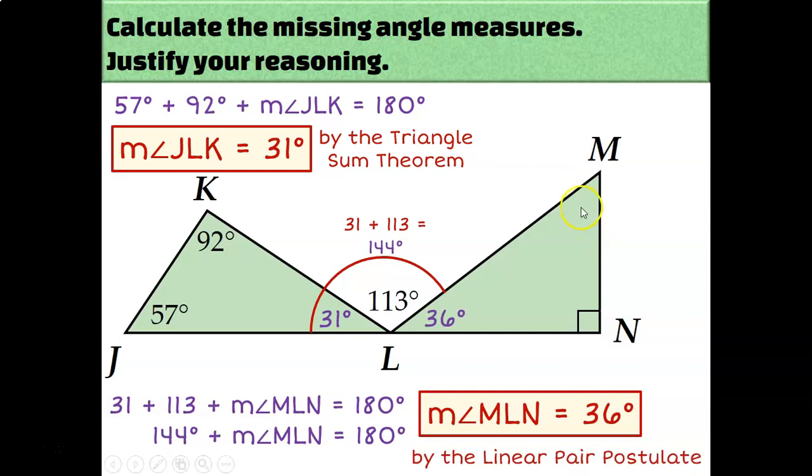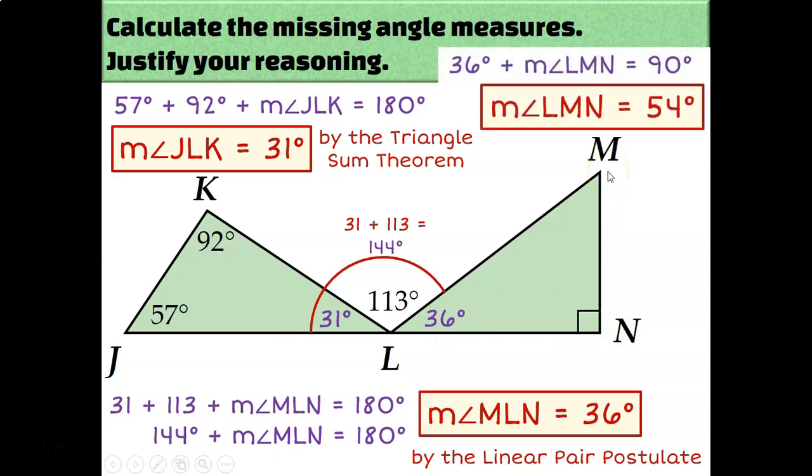And what about angle M? Well, there's 2 ways to do it. First, I notice that angle M is one of the 2 acute angles in a right triangle, so I could add 36 and angle M and set it equal to 90. But maybe you didn't notice that it was a right triangle. You could also just write 36 plus 90 plus the measure of angle M and set that equal to 180. Either way, you would end up with an answer of 54 degrees for the measure of angle M, or LMN if you want to name it with all 3 letters.